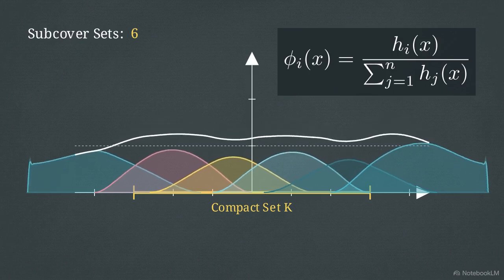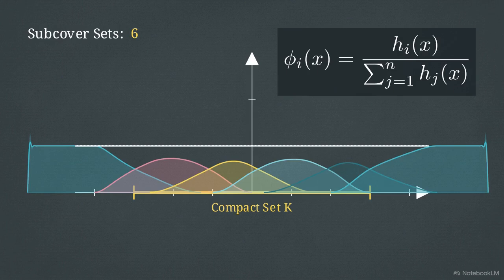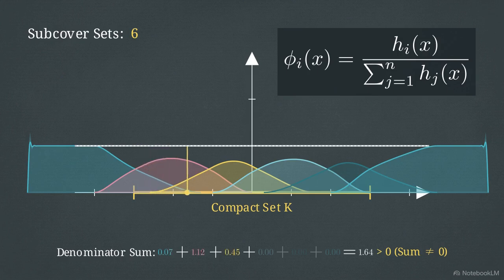What algebraic operation forces their varying heights to sum to exactly 1? We normalize them. By dividing each individual function by the sum of all functions at that point, their combined total snaps perfectly flat to 1. We can perform this division because the compact set K is fully covered by patches where at least one function is strictly positive, meaning the denominator is never 0.